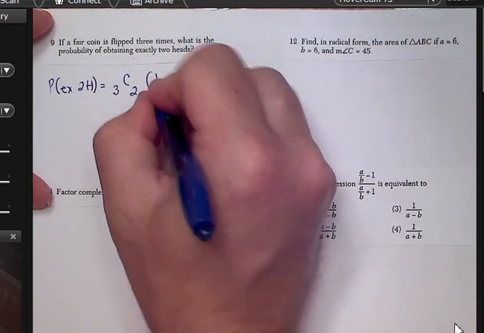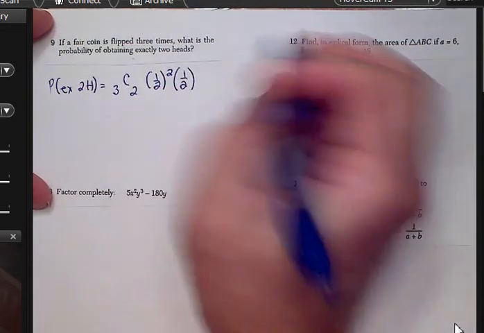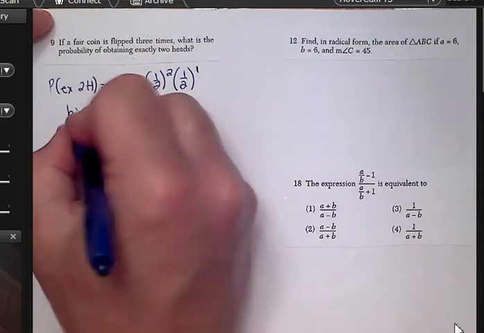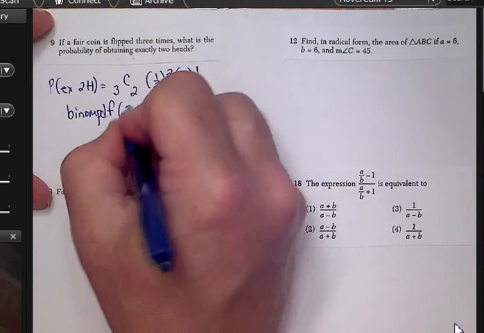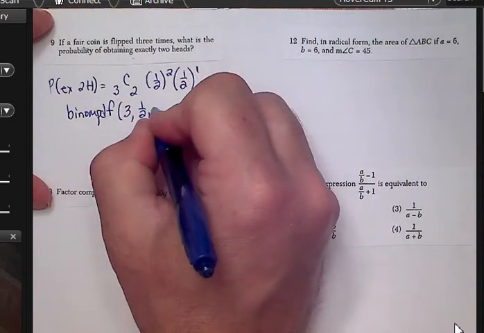Probability of a head is 1/2. We want 2 of them. Probability of a tail is 1/2. We want 1. So that's one way to figure it out, or the other way is you can go binomial PDF, 3, 1/2, 2.